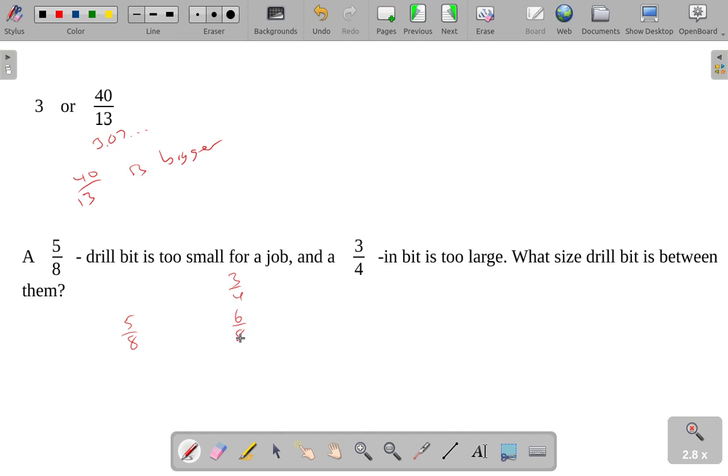If I'm trying to get between them, there is no whole number between 5 and 6. So what I'd rather do is figure out what these are in sixteenths. This is 10/16. This is 12/16. And so between them must be 11/16. So the drill bit between a 5/8 and a 3/4 inch drill bit is an 11/16 drill bit. This is because 5/8 is equivalent to 10/16, 3/4 is equivalent to 12/16, and 11 is between 10 and 12. But in order to compare these, we did have to have the same denominator.